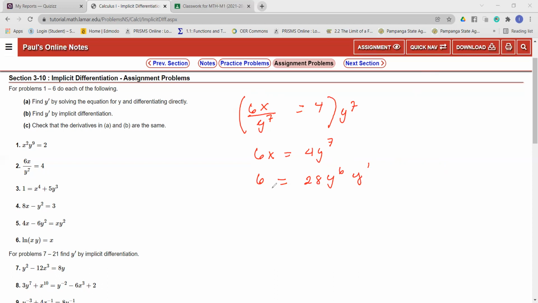Since nga y prime pwede magpaliktad or ano, I can write this. The same lang naman to. If you would like, para lang hindi nasa kabilang side lang siya, pwede naman. Then you divide both sides lahat na naka-attach sa y prime. So my y prime will be 6 over 28 y to the 6. Then I will simplify by 2. So you can divide by 2. This will become 3. And this will become 14. So finally, your y prime is 3 over 14 y to the 6.